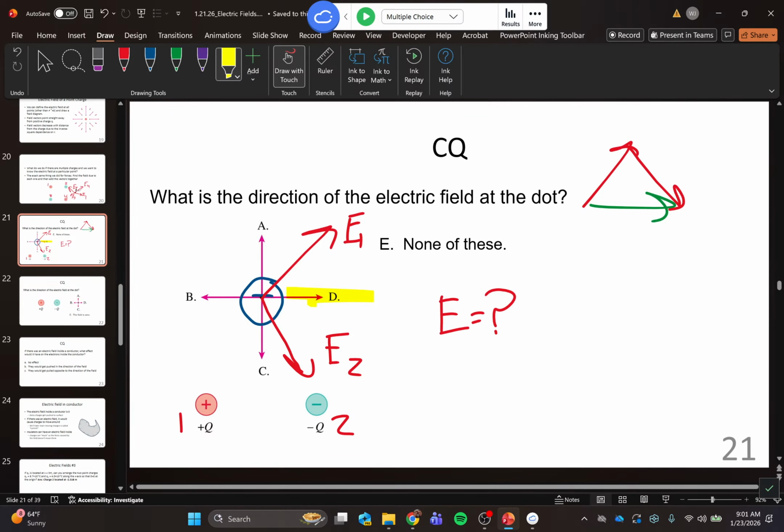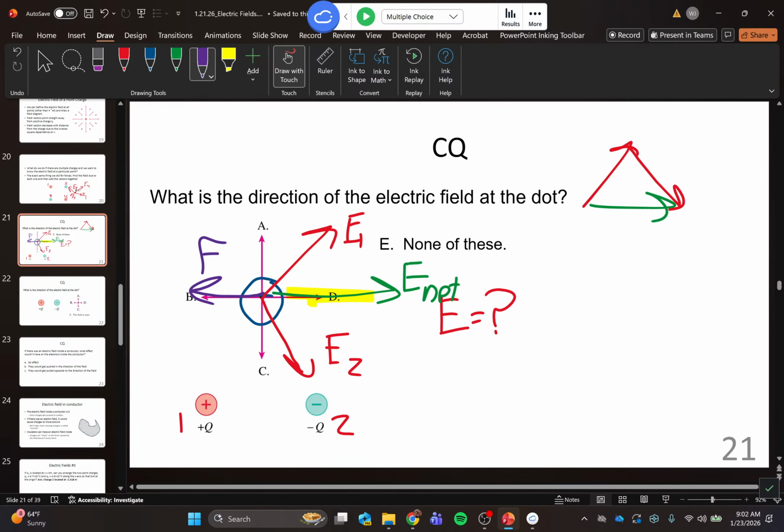Field, not force. Which way will the force be on this? The other way. But I didn't ask for the force. So the net field is going to be this way. E net, it's that way. The force is going to be this way. I did not ask for force. Why is the force going to be the other way? Because a negative charge experiences force opposite the field.